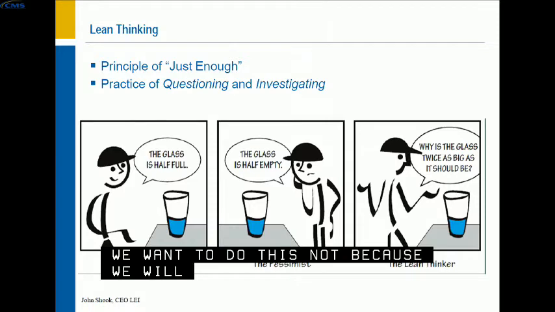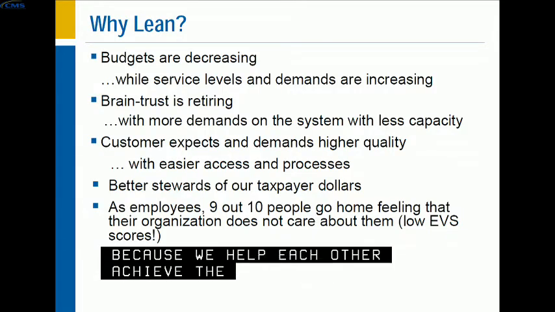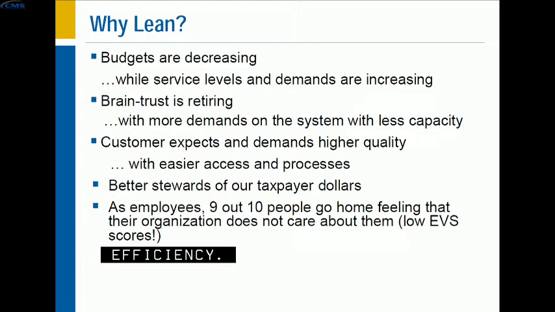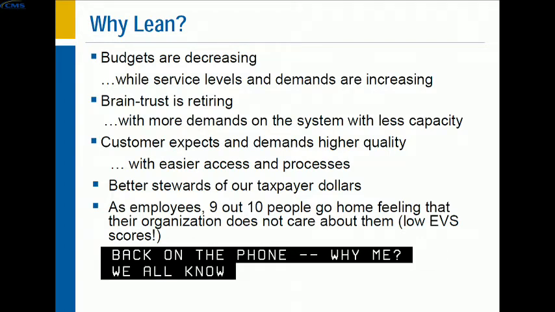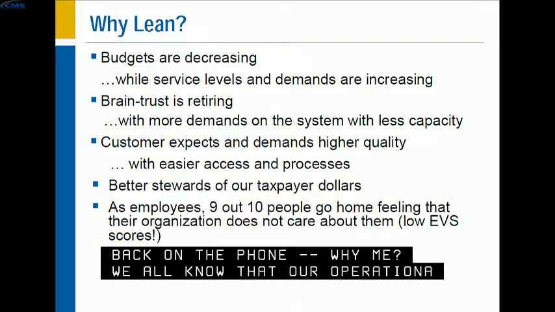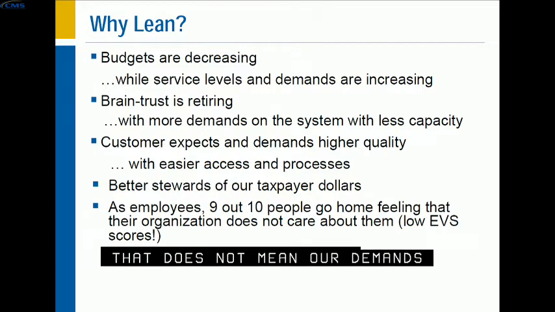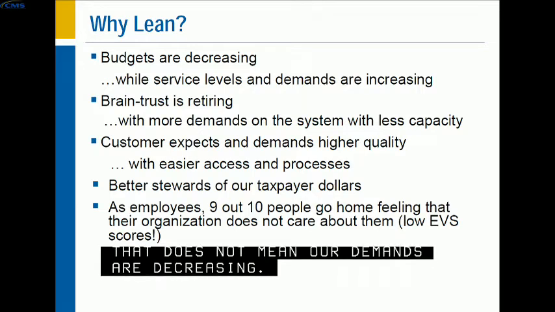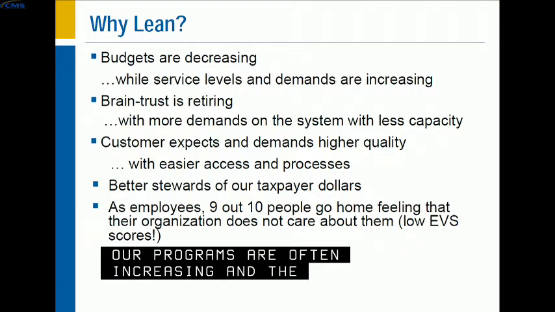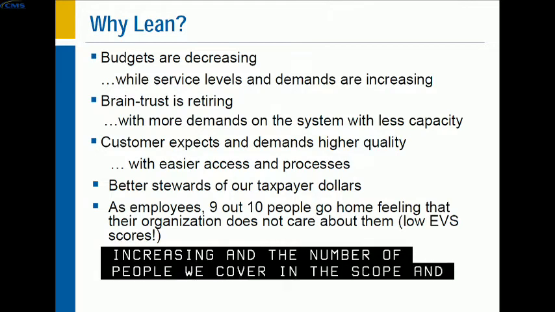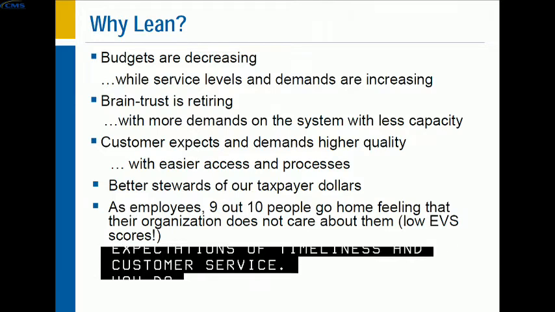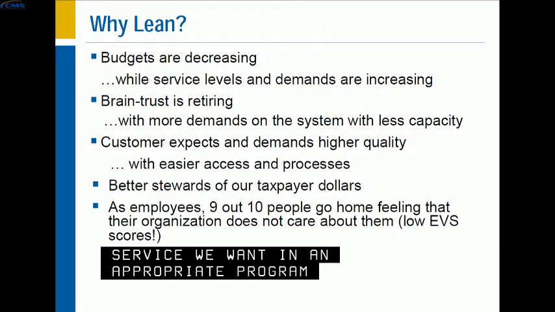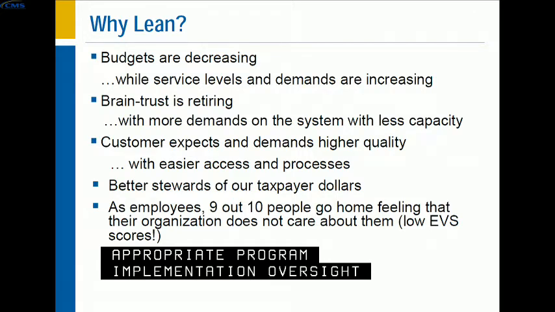So here's just another kind of cartoon way to describe that. So this is where I was when we got back on the phone. Why Lean? So we all know that our operational budgets are decreasing. That does not mean that our demands on us are decreasing. Our programs are often increasing in the number of people covered, in the scope, and the expectations we have of timeliness and customer service. So how do we achieve the kind of customer service we want, the appropriate program implementation oversight that we know is our duty, but do that in an environment where we're not going to get more employees and we're not going to get more money.